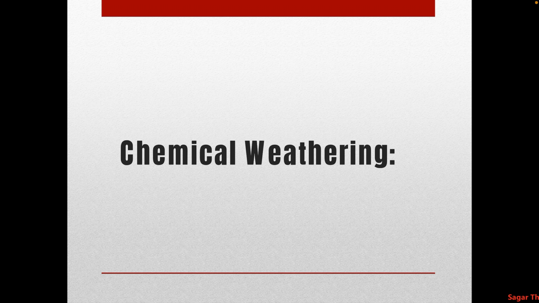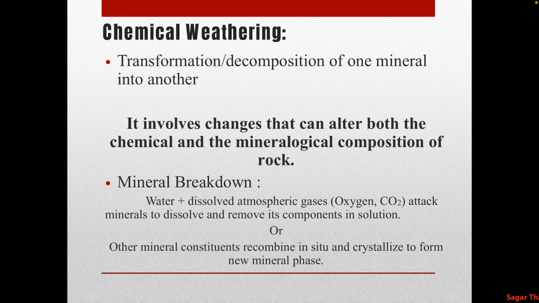Now to begin with chemical weathering. Chemical weathering is nothing but the decomposition or transformation or breakdown of one mineral into another mineral. And if you have to go by the definition, it is stated here that chemical weathering involves the changes that can alter both the chemical as well as the mineralogical composition of the rock. So again, I'll repeat this. Physical weathering involves only physical disintegration of the rock, whereas chemical weathering involves chemical and mineralogical changes in the rock composition or in the components of the rock.